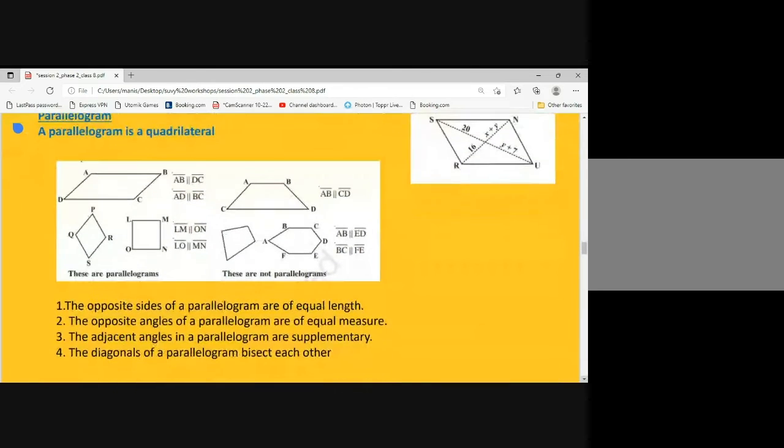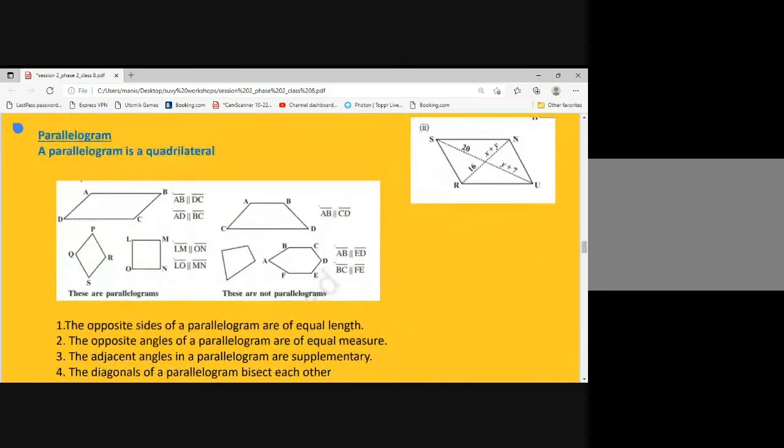Next thing is parallelogram, a very important type of quadrilateral. A parallelogram is a quadrilateral. When we're talking about a parallelogram, its opposite sides are equal and parallel. Hence the name. So you can see in this pair AB is equal to CD and AB is parallel to CD. Same, AD is equal to BC and AD is parallel to BC. So A, B, C, D, P, Q, R, S, L, M, N, O, they all are parallelograms.